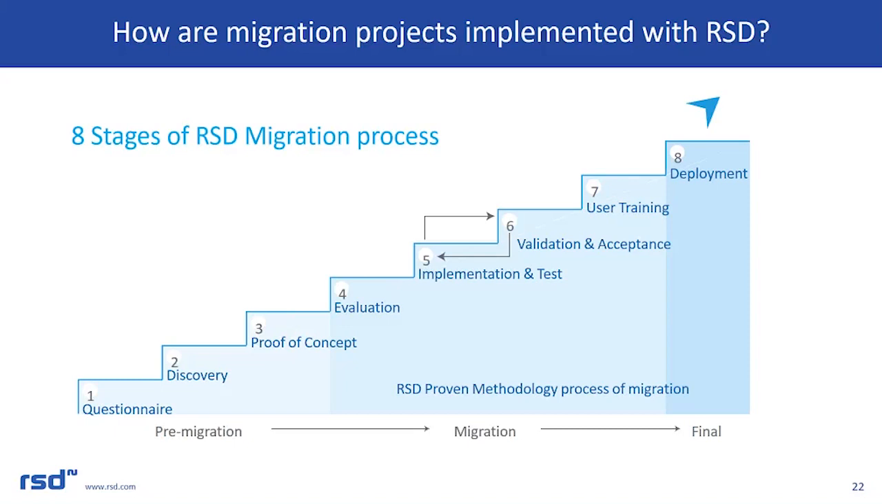Once we've gotten it right and we're ready to move ahead, we now move to the user training perspective. That user training means sitting down with the end users and the administrators, making sure they know the ins and outs of EOS, the how-tos, the what not to do's, etc. So that's what the migration process looks like at RSD, from the pre-migration to the actual migration to the final implementation of the new software. Next.